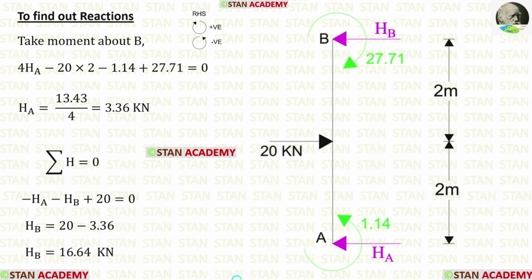Now let us find the reactions. First, let us take the column AB and find out the reactions. We can find out HA when we take moment about B. Then we can apply the rule sigma H is 0. Using the rule, we can find out HB.